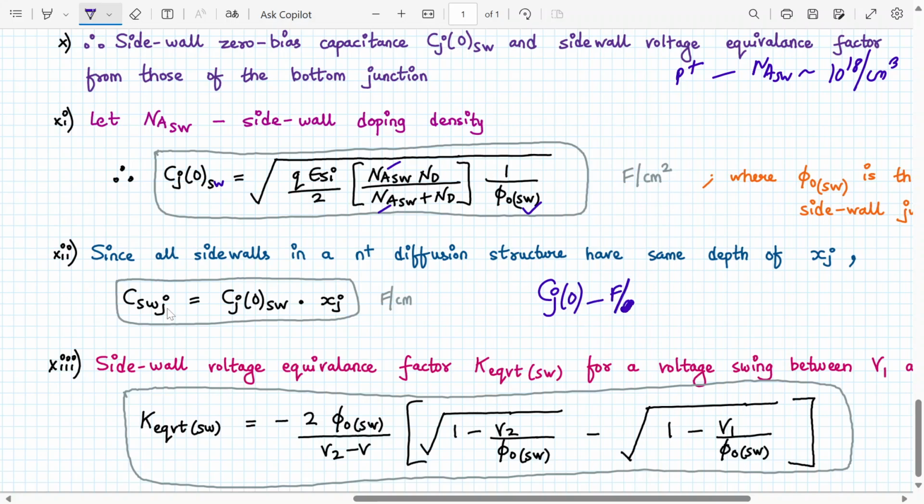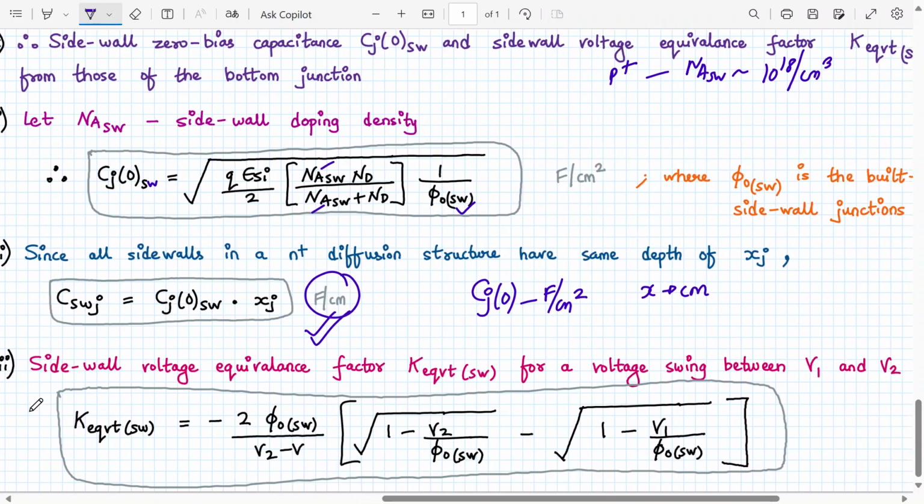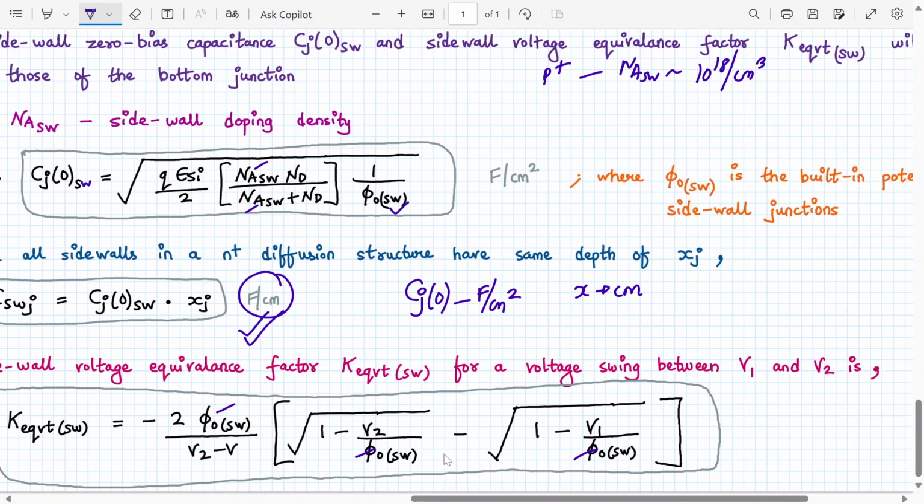Farad per centimeter square, and Xj has a unit of centimeter. So what is the unit of sidewall capacitance? Farad per centimeter. Got it? So this you take care. Whereas the sidewall voltage equivalence factor, K equivalent sidewall, will be given by this formula. So what will be different? The built-in potential will be different over here. So all this you will understand more when we solve a numerical.